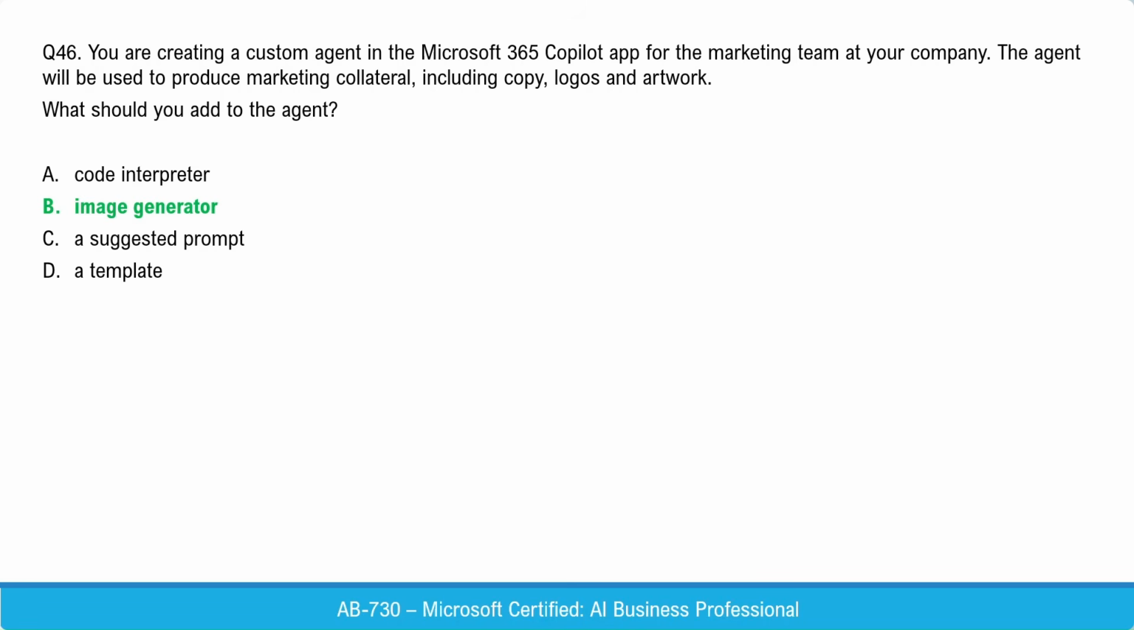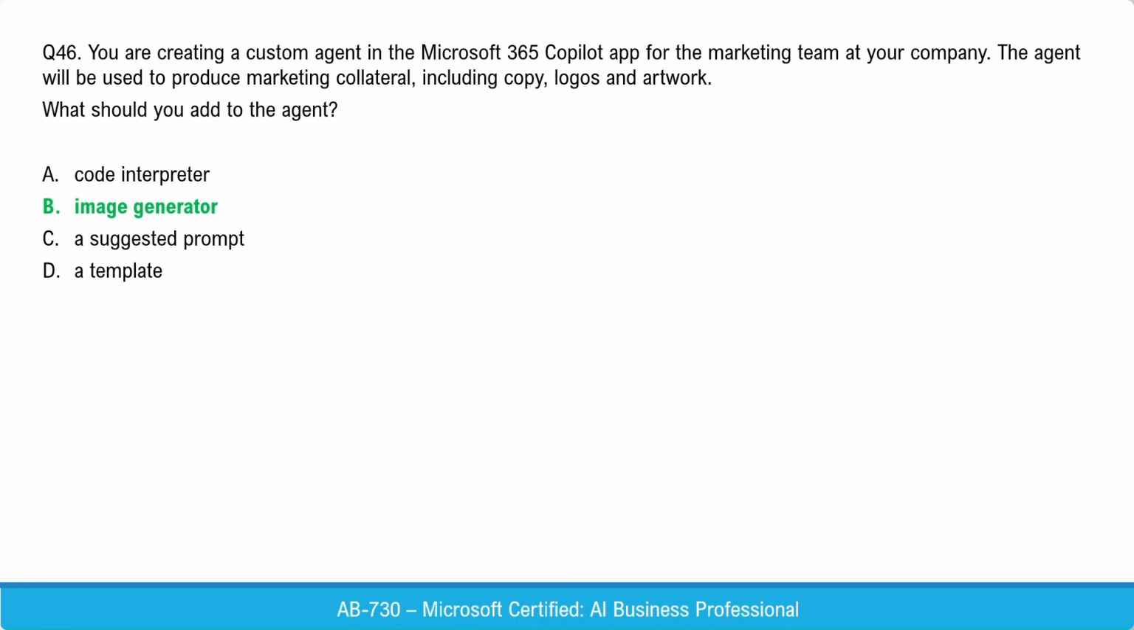Let's understand why. In this scenario, you are building a custom agent for a marketing team, and the key requirement is to produce marketing collateral, including logos and artwork. To generate visual content like logos and graphics, the agent needs image generation capability. That is exactly what an image generator provides. So the correct answer is option B.